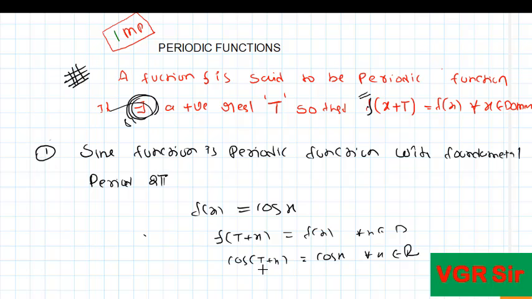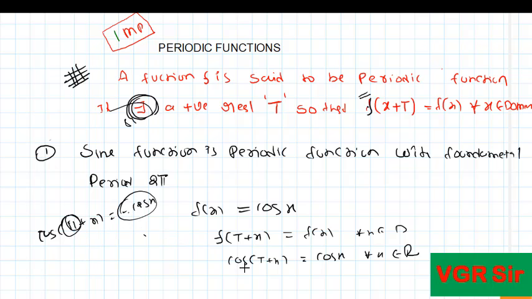Check whether t exists or not. Instead of t, suppose somebody says to write pi. What happened? Observe. Cos of pi plus x means minus cos x only. Pi plus x is in the third quadrant, where cos is negative. Cos of pi plus x is minus cos x. We are not getting cos x, we are getting minus cos x. That's why t is not taken as pi here.